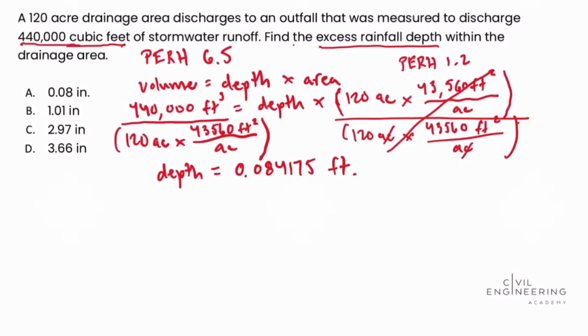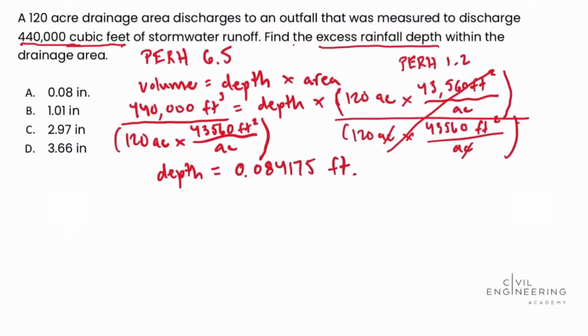And we need to be careful because answer choice A is 0.08. So we can't get distracted and jump right at that answer because we have 0.084175 feet and the answer is 0.08 inches. So that's an example on the exam where you need to be careful of your units.